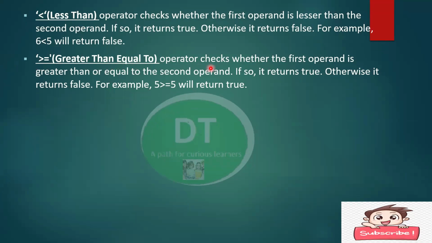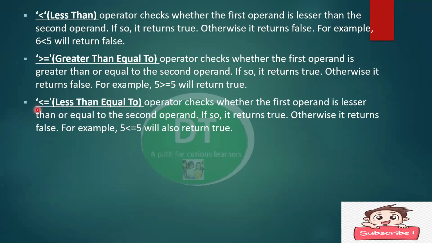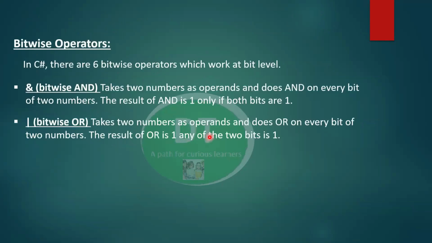The greater than equal to operator checks whether the first operand is greater than or equal to the second operand. If so, it returns true. Otherwise, it returns false. For example, 5 greater than equal to 5 will return true. Less than equal to. The less than equal to operator checks whether the first operand is lesser than or equal to the second operand. If so, it returns true. Otherwise, it returns false. For example, 5 less than equal to 5 will also return true.